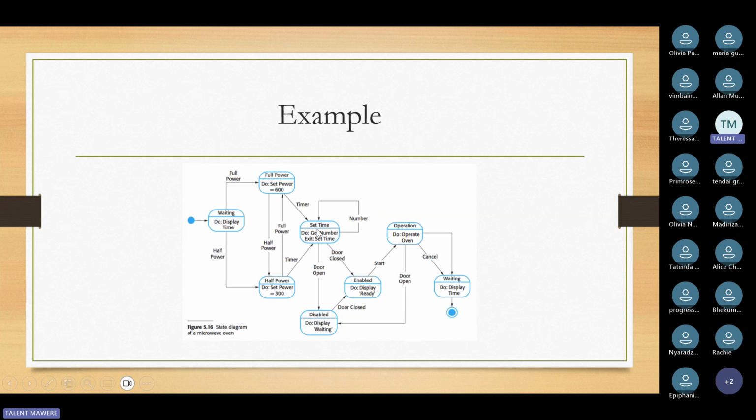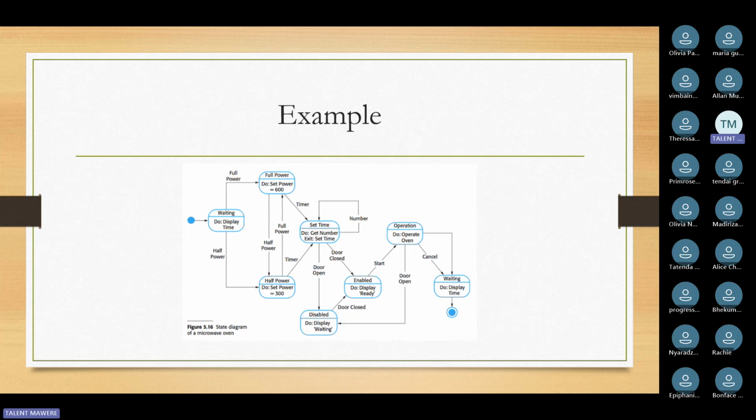The system is disabled if a door is open. You try to press, nothing will happen because the door is open. Once the door is closed, the display ready is shown and you press start. The operation is completed, the door opens, or you get a beep. So this is a state diagram that shows how a simple microwave oven works.